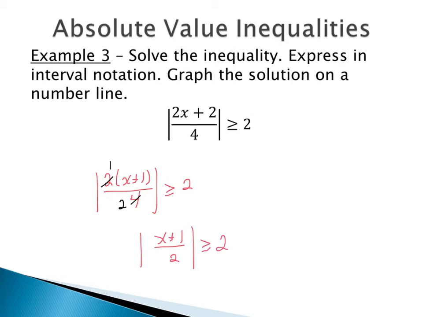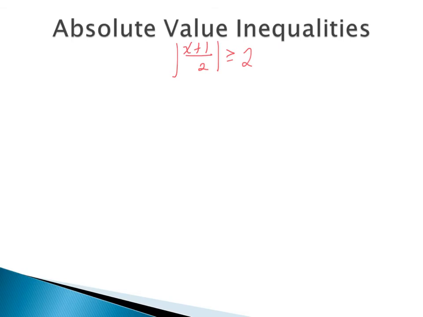Our next step would be to isolate the absolute value. In this case, the absolute value is by itself, so we can move on to our third step. So we're left with the absolute value of x plus 1 over 2 is greater than or equal to 2. So from here, we need to go back to those rules that we had before. We now have an absolute value that's greater than or equal to 2, which means we're going to make two separate inequalities to form a compound inequality of the form. Essentially, we're just going to be keeping what we see without the absolute value bars.